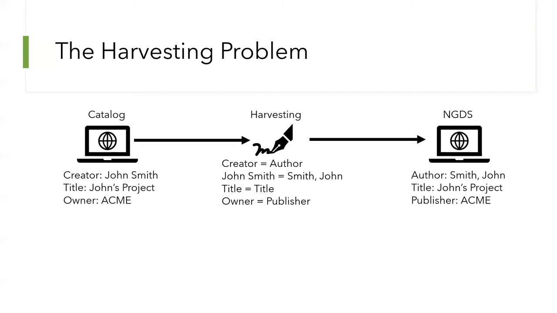In order to handle these translation problems from one metadata schema to another, the original version of NGDS, NGDS 1.0, created a series of intermediate translation or harvesting services. This service would know that creator should be interpreted to mean author, and owner should be interpreted as publisher, etc., and would relay that translated information to NGDS so that it could be displayed in a uniform manner. While this may sound like an elegant solution to the problem, these harvesting services suffered from four major drawbacks that significantly hurt the operation of NGDS 1.0.